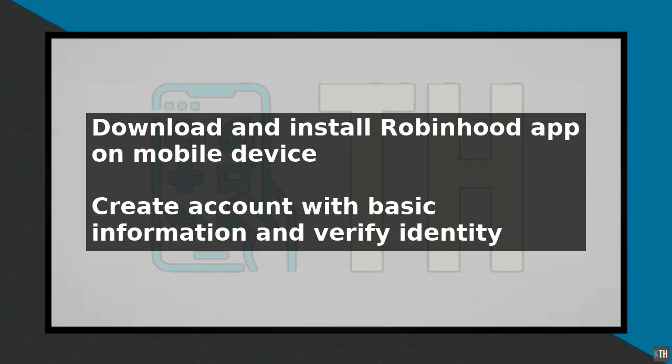To buy stocks on Robinhood, you need to start by downloading and installing the Robinhood app on your mobile device. Once installed, create an account by providing some basic information such as your name, email address, and password. You will also need to provide some personal and financial information to comply with regulatory requirements.